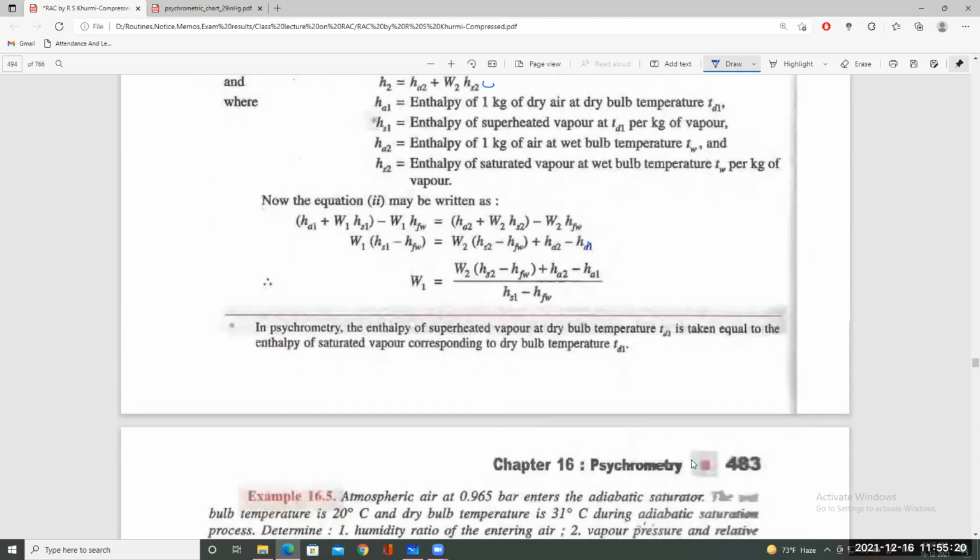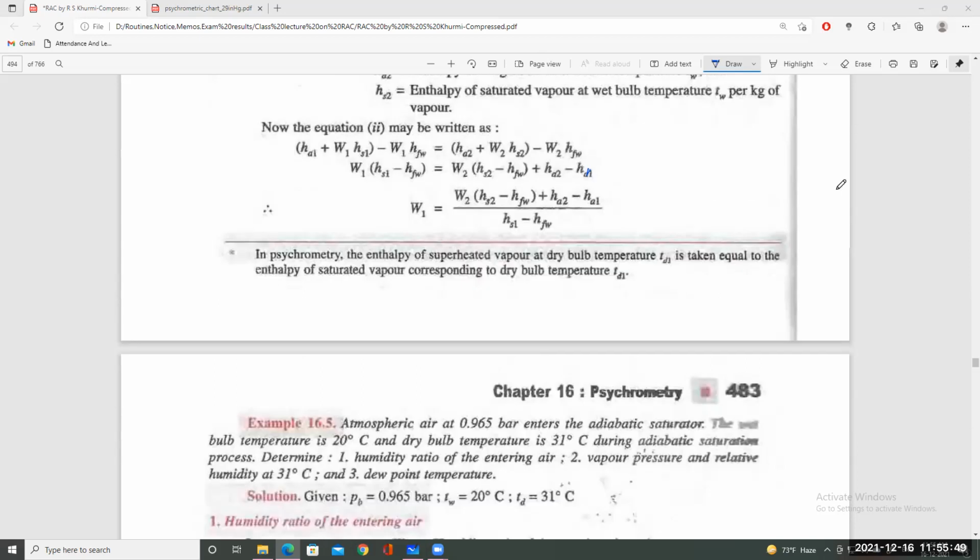So W1 reduces, and this means the enthalpy of the air. In psychrometry, the enthalpy of superheated vapor at dry bulb temperature TD1 is equal to the enthalpy of superheated vapor at dry bulb temperature TD2. So the enthalpy is not changing here.